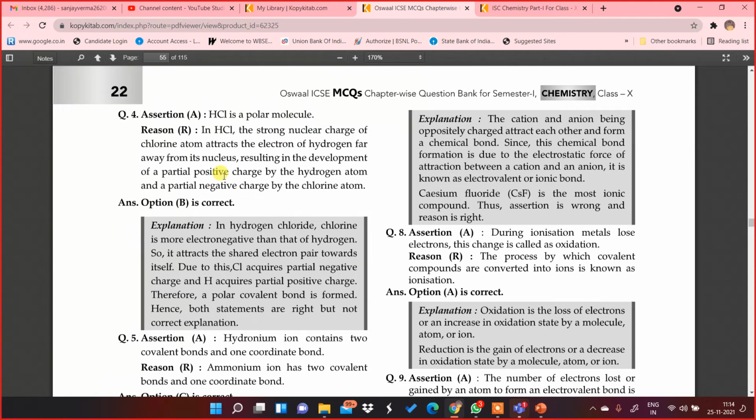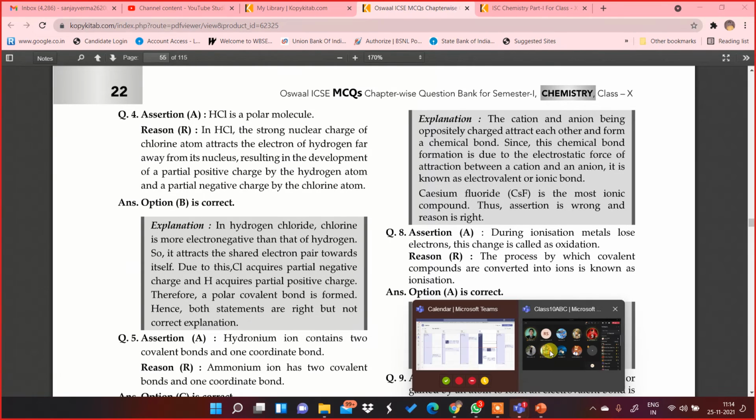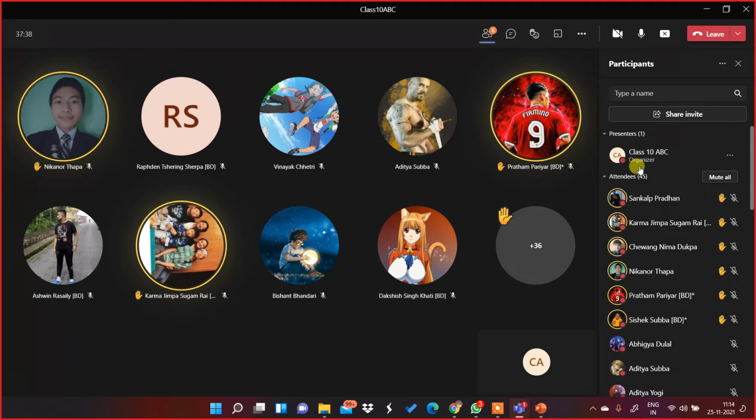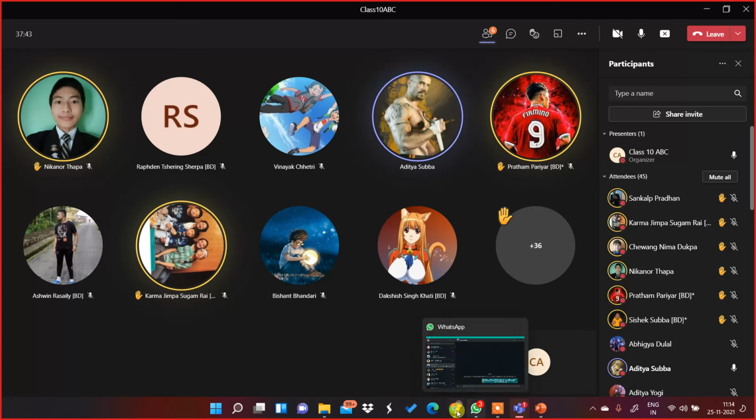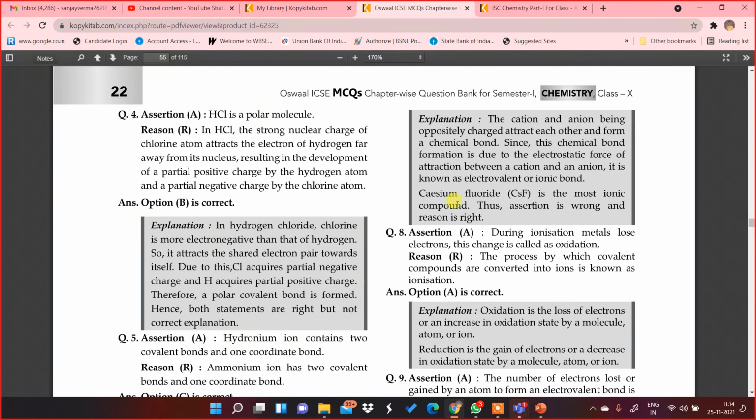See the board. Huh? You can't see the board? Darshan, don't talk. Can you see the board now? Yes, sir. No, can you see the screen now?